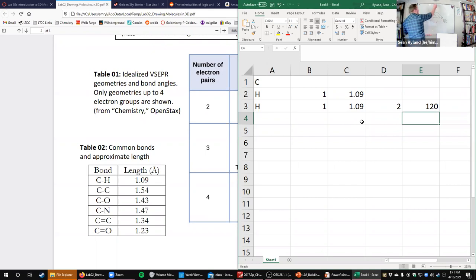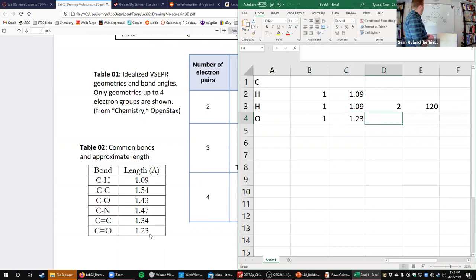So the last atom that we need to add is the oxygen atom. So we'd add another oxygen here. We'd say, okay, relative to atom one, and then we could look at this table and say, okay, a carbonyl bond is usually 1.23 angstroms. So we could say 1.23 angstroms away from carbon one.